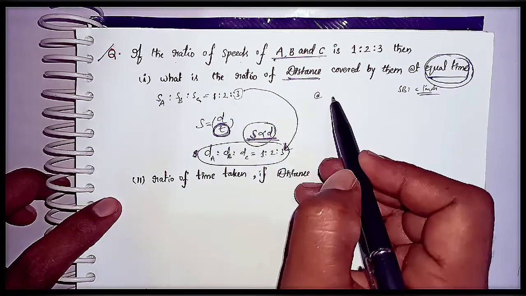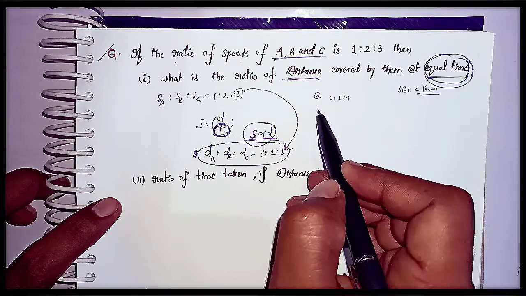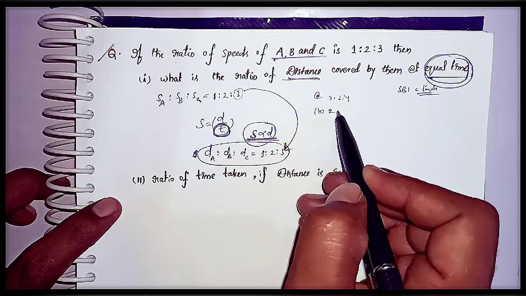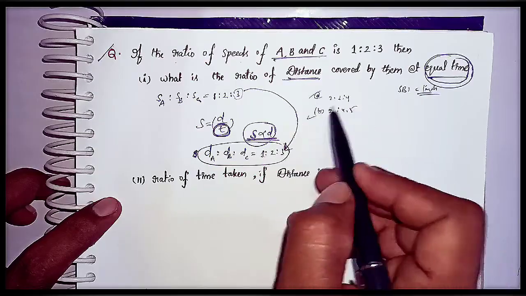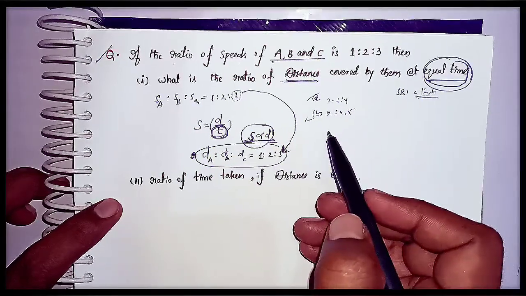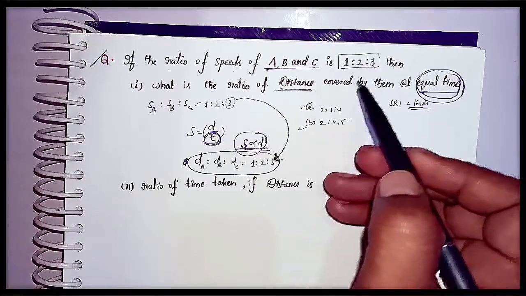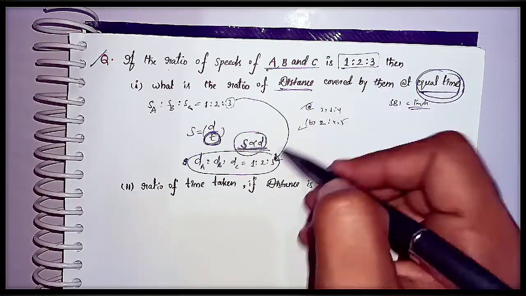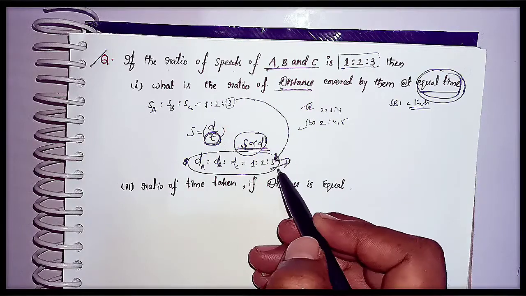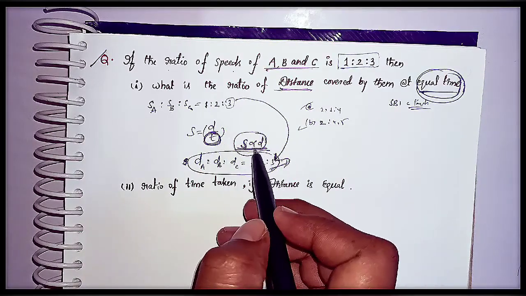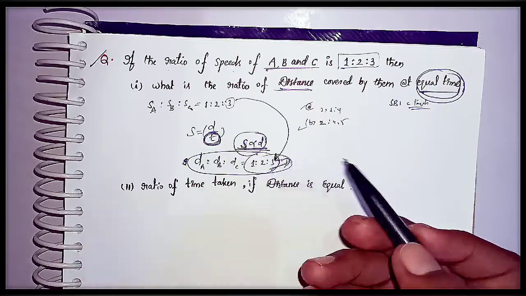Okay, in the options they give 2 is to 3 is to 4, and option B 2 is to 4 is to 5. Like this, they will give options. Okay, they will make us confused. We will think that the speed ratio is 1 is to 2 is to 3, then how will the distance ratio become similar? But here, as we know, speed is directly proportional to distance, so distance will also be the same ratio.